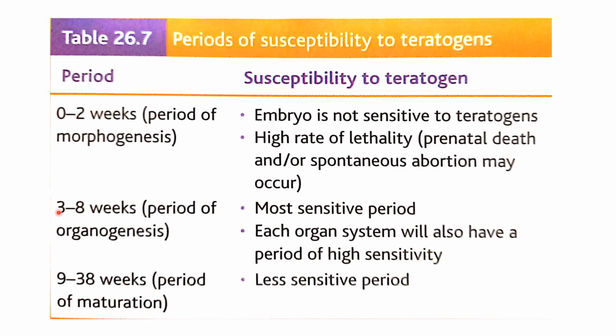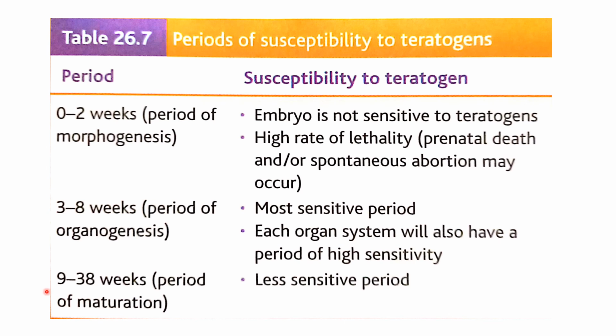From the third to eighth week of pregnancy, we call it the period of organogenesis. This is the crucial and most susceptible period for teratogenesis. If the female is exposed to various teratogenic agents during this period, there is a high chance of the fetus being born with congenital anomalies. So this is the most sensitive period, and each organ system will also have a period of high sensitivity during this period if exposed to teratogens.